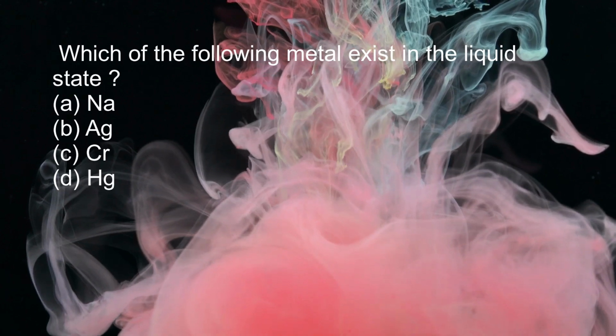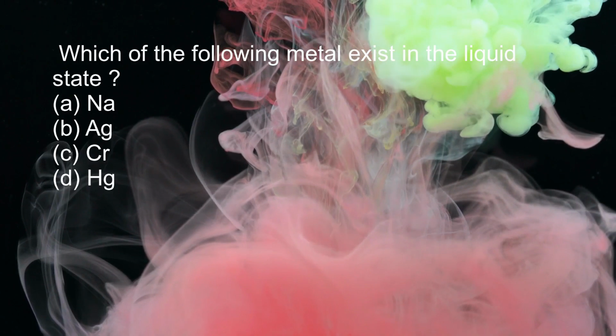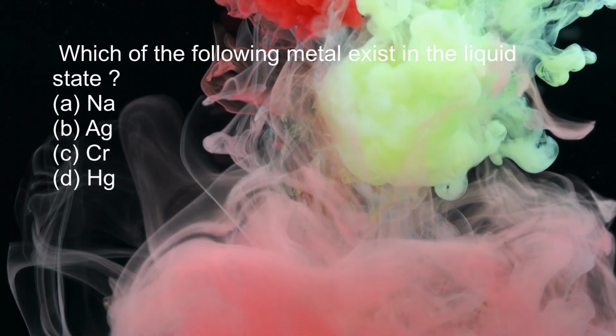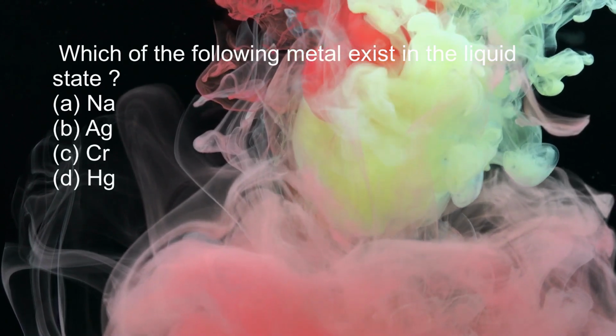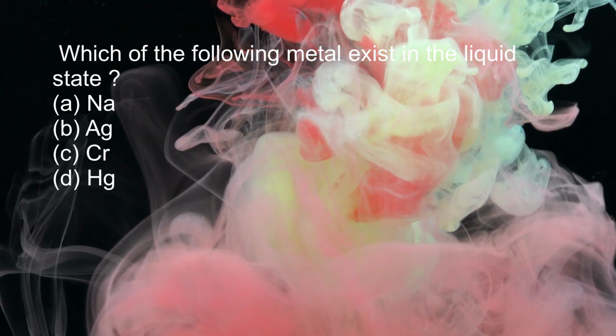Which of the following metals exists in the liquid state? A. Na, sodium, B. Ag, silver, C. Chromium, Cr, D. Mercury, Hg. Solution: option D. Mercury, Hg, is the answer.